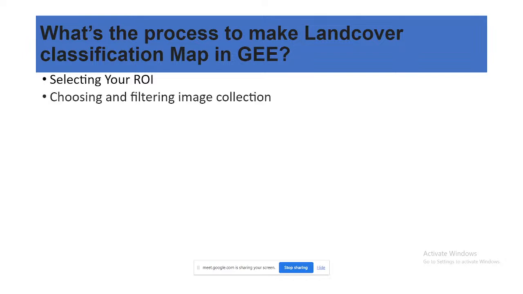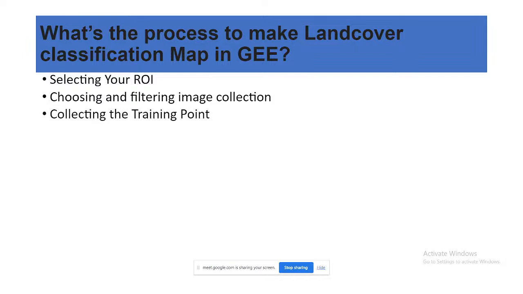Then you have to choose and filter the image collection. At this time, if you want, you can choose the Landsat image. If you want, you can choose the Sentinel image. There is no difference. You can choose any image. And then you have to filter the image collection. You already discussed filtering the image collection, how you can easily filter it for different time periods, and how you can easily filter it using the image metadata. So you need to filter the image collection.